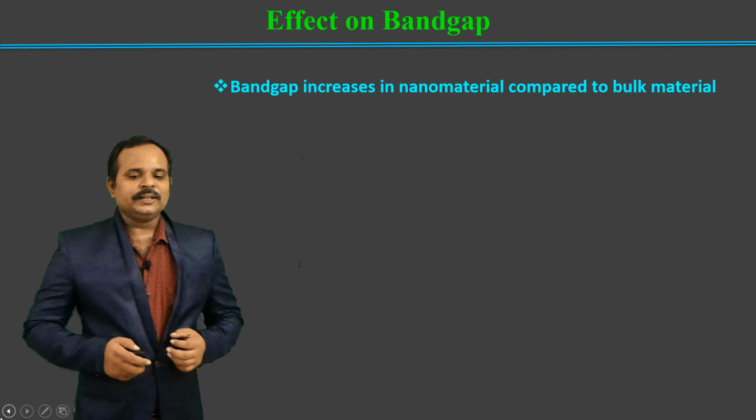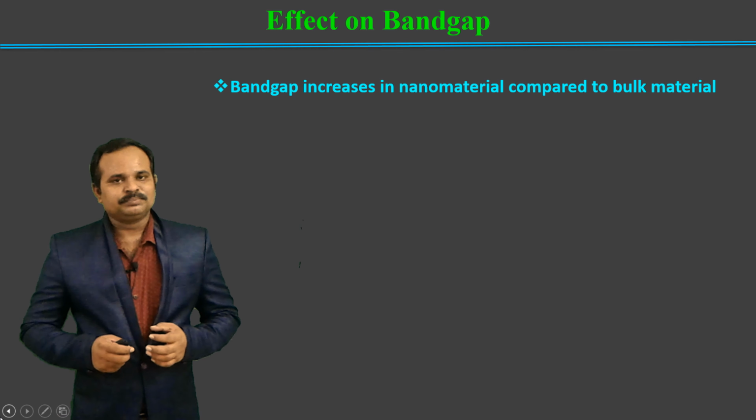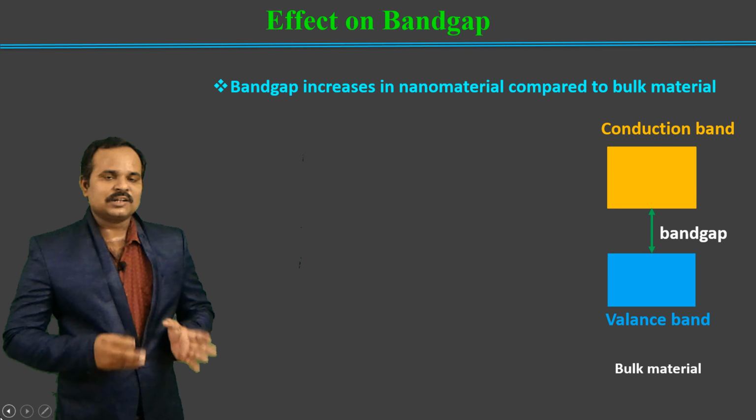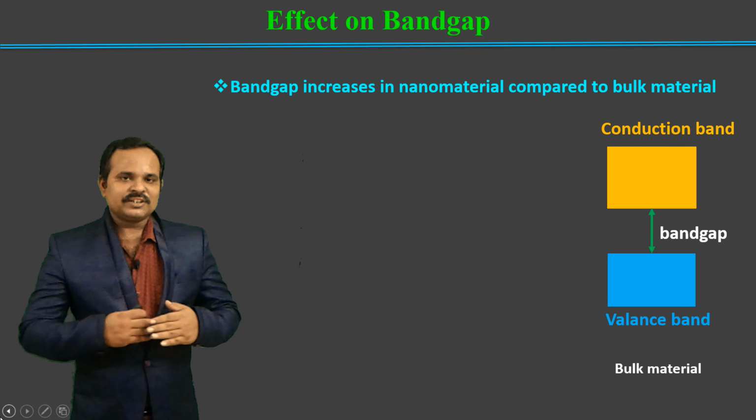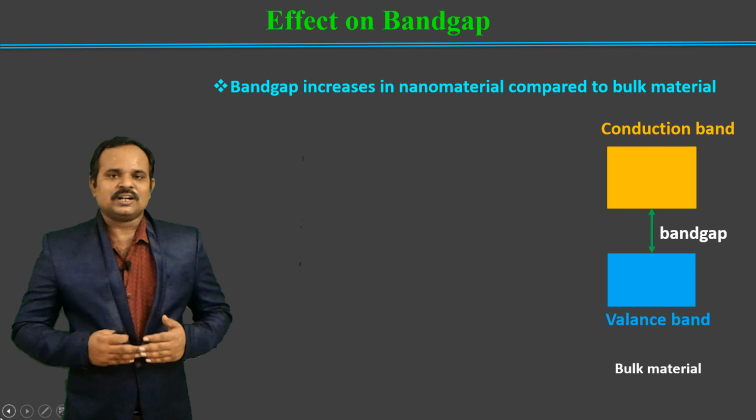Similarly, we can also see band gap changes. As you can see in the picture, for a bulk material, there is a valency band and a conduction band. The difference between the valency band and conduction band is called band gap.